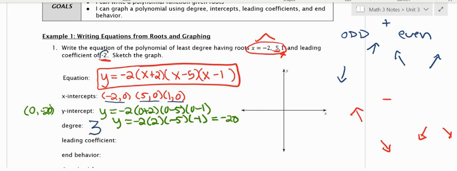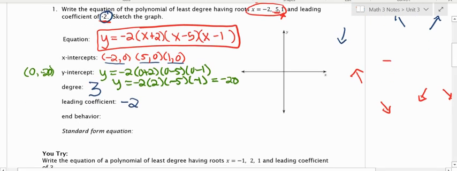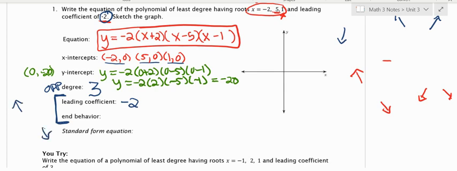My leading coefficient, they told us, was -2. And based on that, I can now write my end behavior. So I know they're going to go in opposite directions because of the degree. And if it's a negative, it's going to start high and go low. So my end behavior is going to just do a rough sketch, something like this, where it starts high and goes low. So if we were to write our end behavior, it always starts the same way.